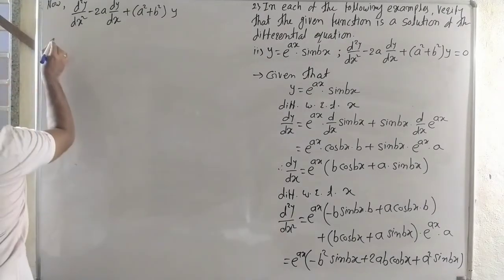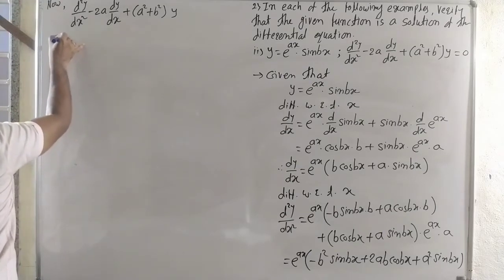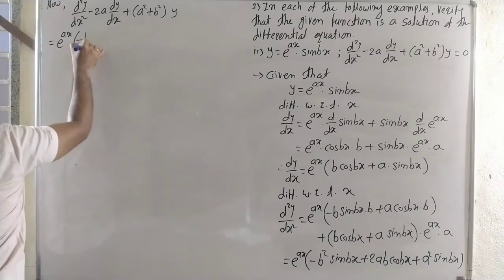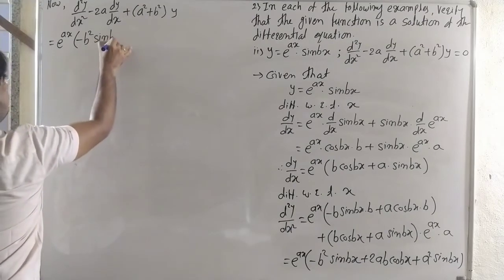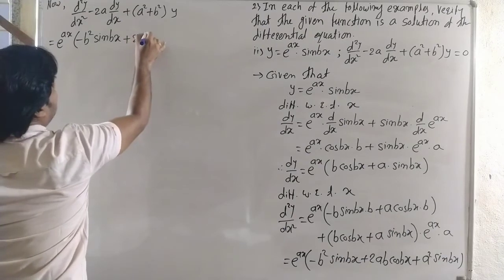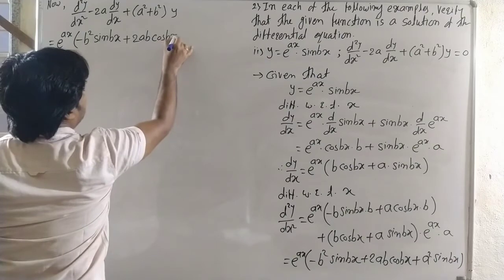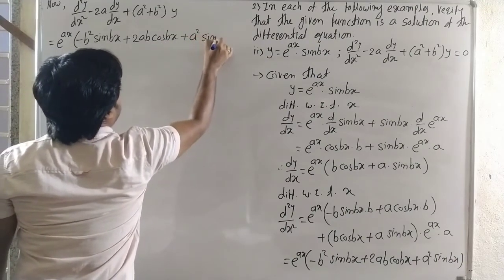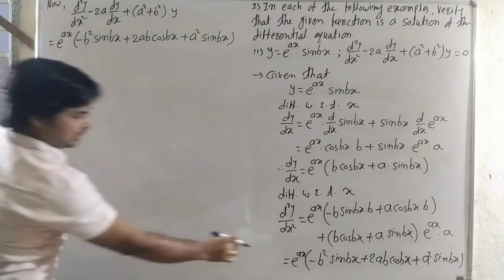Put all values. Then first d2y by dx2, it is e to the power ax into minus b square sin bx plus 2ab cos bx plus a square sin bx. It is the value of only d2y by dx2.